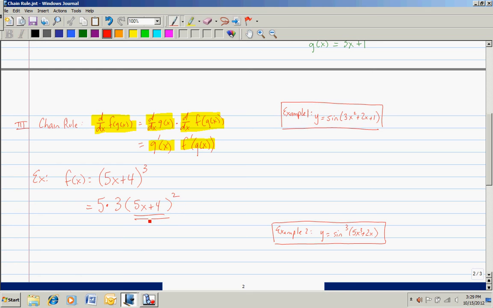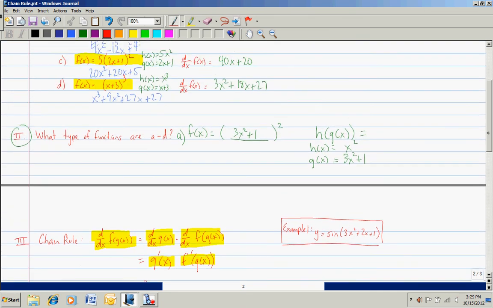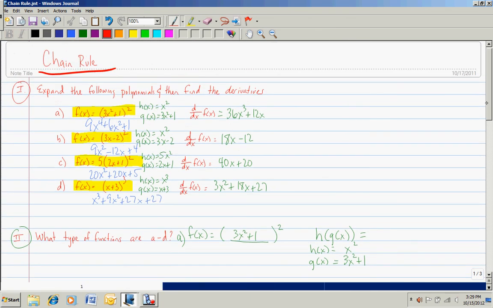And this could actually be simplified by squaring this term and then multiplying by 15. But I'll leave that for you. Let's go back up to the examples we have from earlier. Example A.